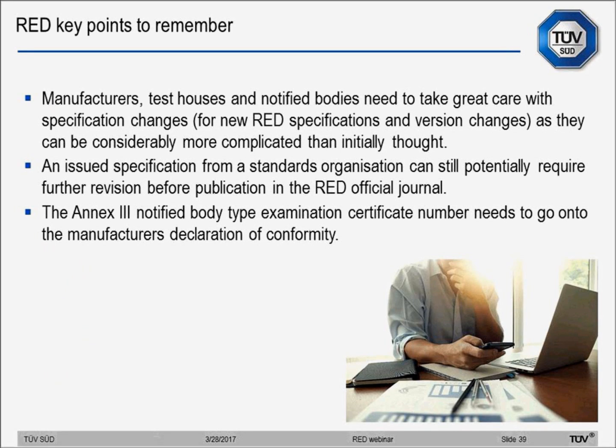Manufacturers, test houses and notified bodies need to take great care with specification changes, as they can be considerably more complicated than initially thought, and may not, for example, just be the simple addition of receiver performance testing. Unfortunately, there are numerous examples of common pitfalls for this. Don't forget that an issued specification from a standards organisation can still potentially require further revision before publication in the RED official journal. And also don't forget that the Annex 3 Notified Body Type Examination Certificate number needs to go on the manufacturer's declaration of conformity.